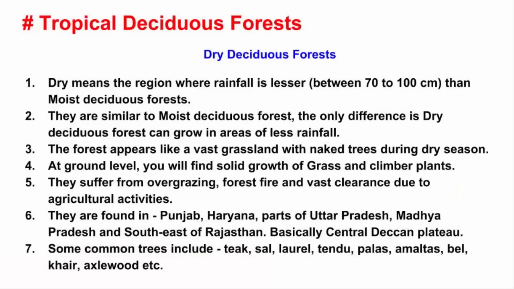The second type of tropical deciduous forest is a dry deciduous forest. By the word dry, you can easily figure out that these forests are located at places where the rainfall is a little lesser than the moist deciduous forest. I'm talking about the rainfall range between 70 to 100 centimeter. I've said this before and I will repeat it again.